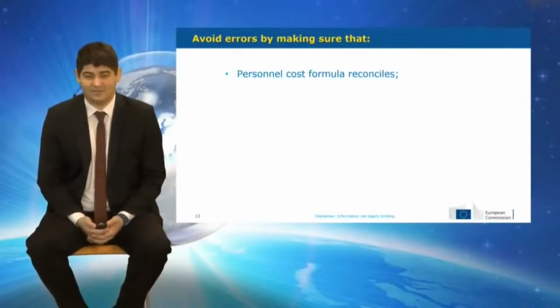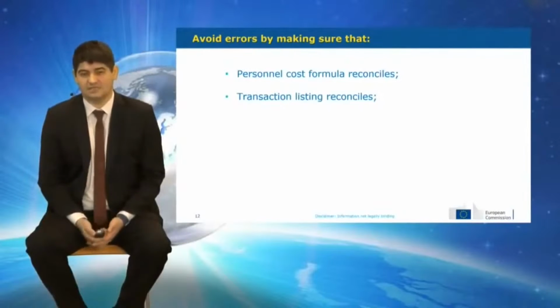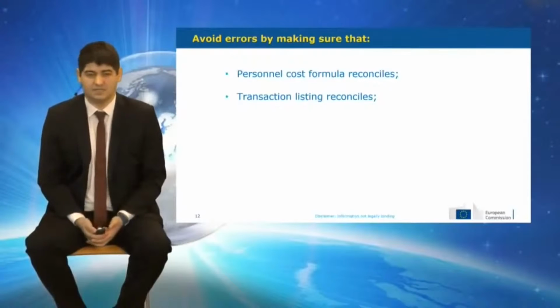This still happens, although with using IT tools, this is less and less the case, but we may still find errors there. And that the transaction listing reconciles. Here, given the fact that often beneficiaries are taking extracts, what we call breakdown of cost, extracts of cost from the accounting system or project accounting system to declare this in the financial statements for Horizon 2020, there could be some rows that are not taken properly or errors that may happen there.